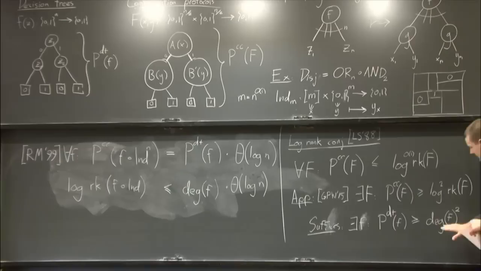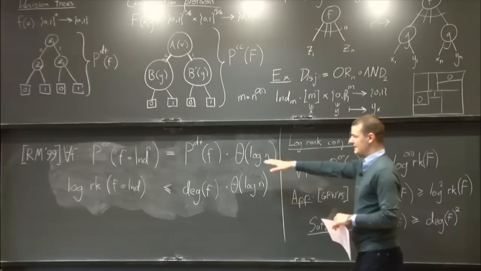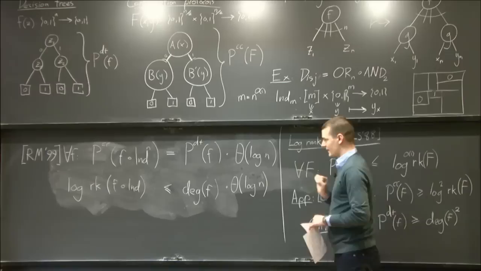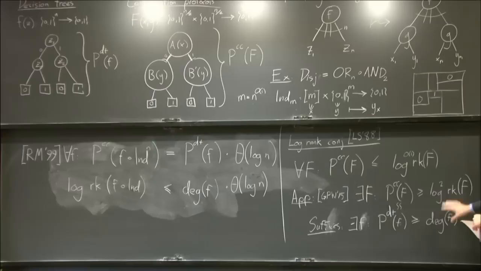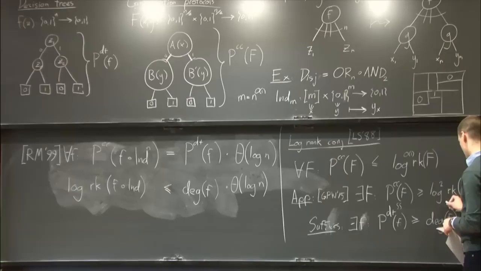And the reason this implies this is just because, well, take my little f, compose it with this index gadget, and apply the Raz-McKenzie lifting. So it means that this complexity is roughly the same as this complexity. Okay, that's approximately the same. And we want also a lower bound on this side. We can just use the easy direction for the connection between rank and degree.